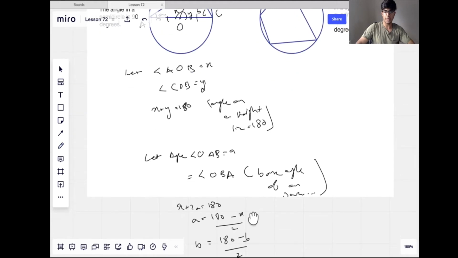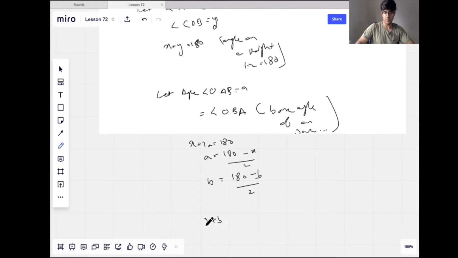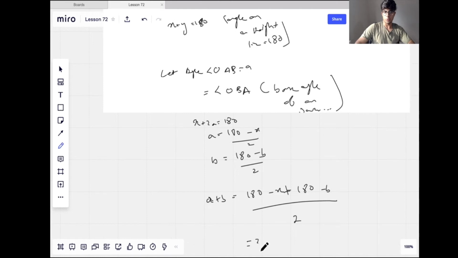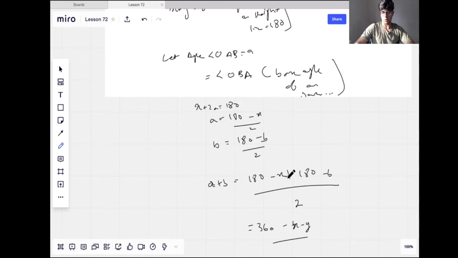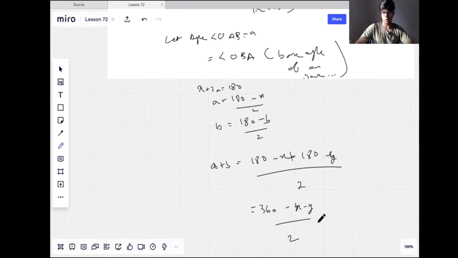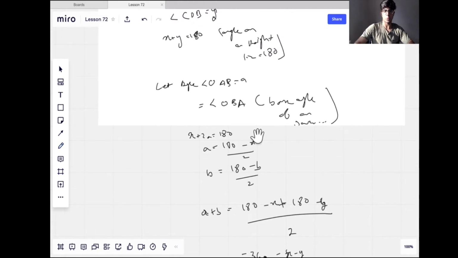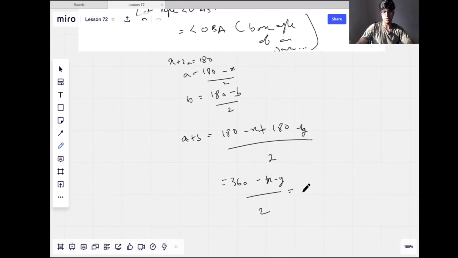And we're looking for what A plus B equals. A plus B is equal to 180 minus X over 2, plus 180 minus Y over 2, which is 360 minus X minus Y all over 2. And X plus Y we know is 180. So 360 minus X plus Y, over 2, is 360 minus 180 all over 2, which is 180 divided by 2, which is just 90. And there we go, job done.